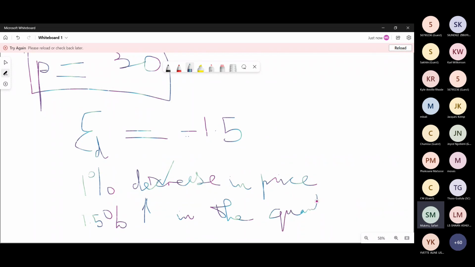You guys, you have the formula. It's an open book exam. You have everything there. It's only to be able to interpret your answer. Right now, you will see that when epsilon d in absolute value is bigger than 1, we say that the demand is elastic, right?